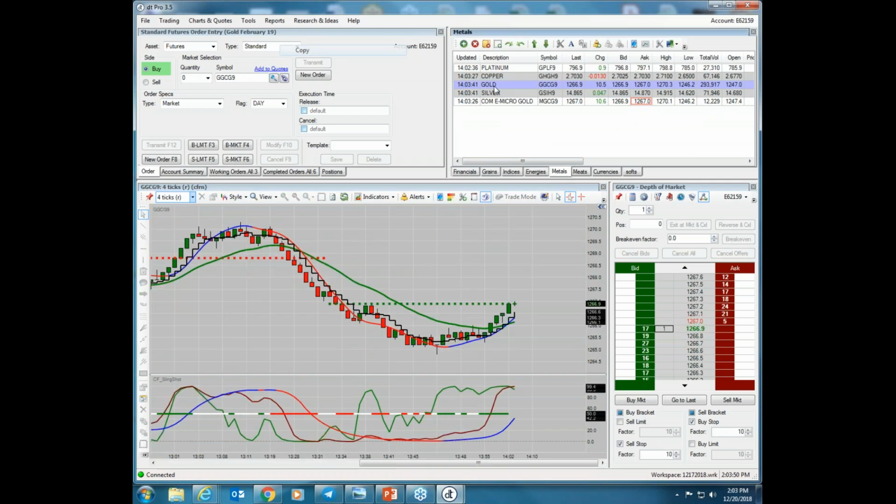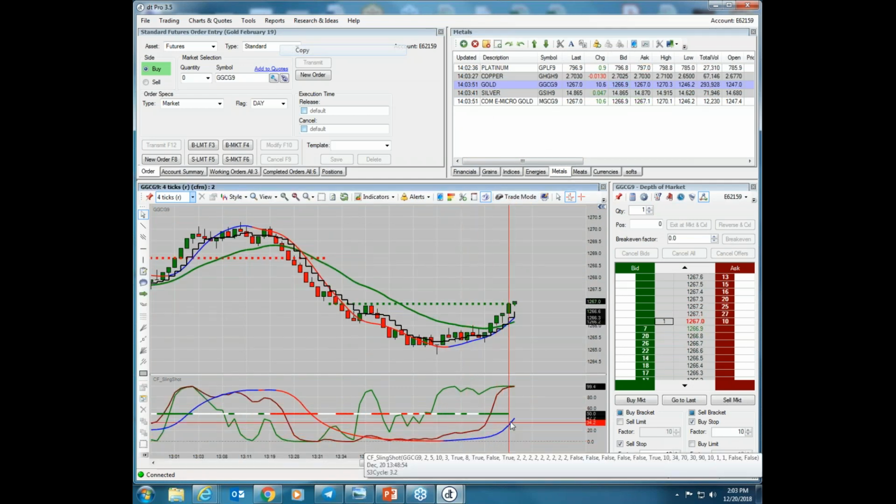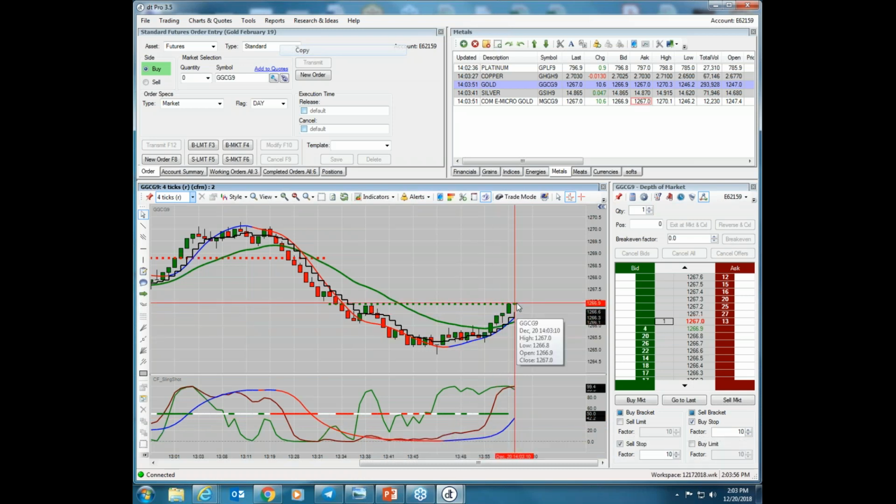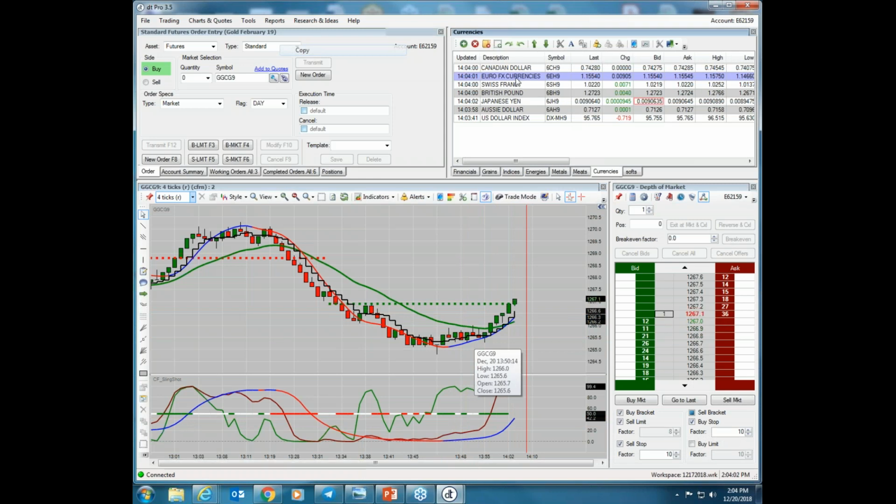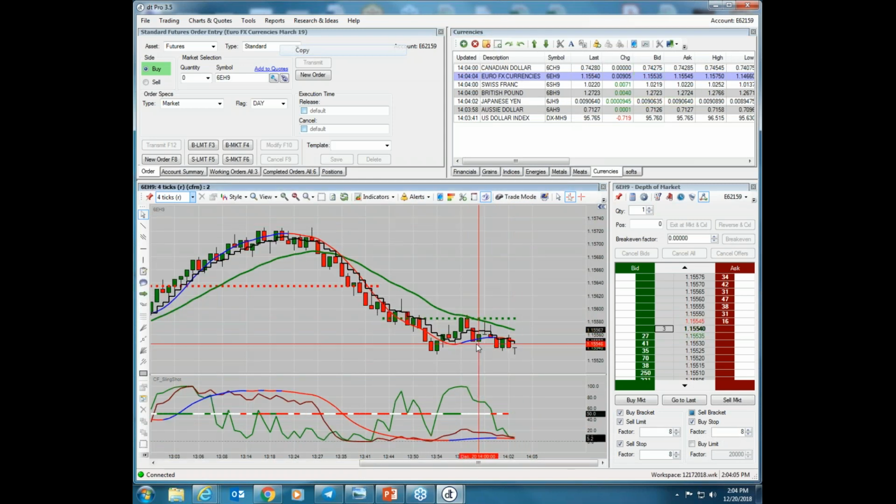All right, let's go to gold. Again, notice the cycle curling up and the action that follows. Okay, negating this short. That was the warning. Let's go to the euro. Dang it, I missed it.